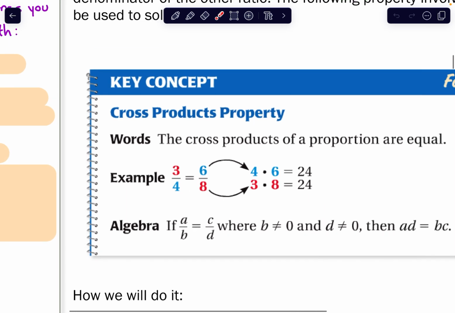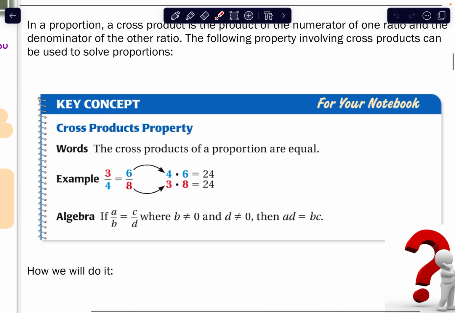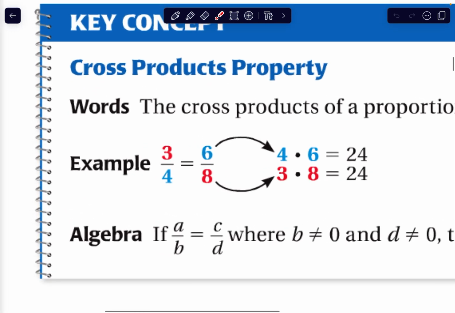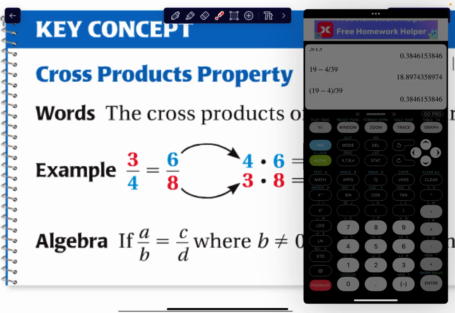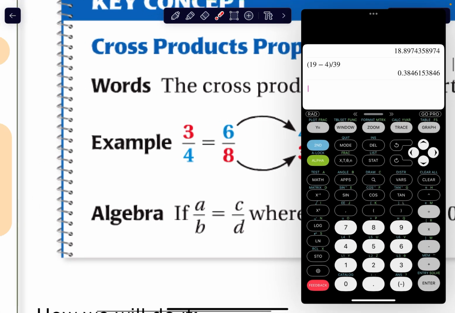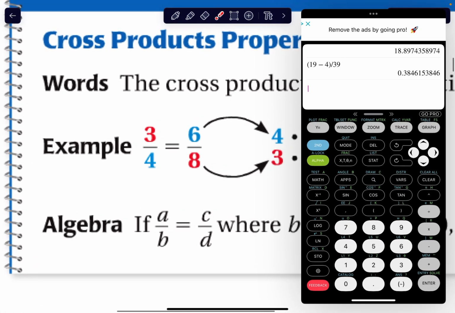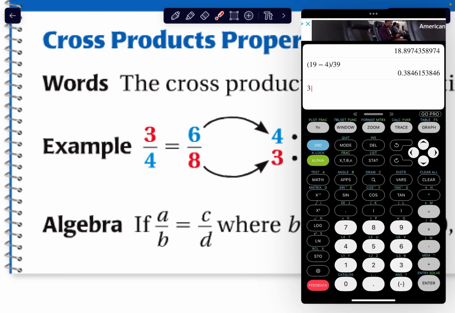So just real quick, if you look at the key concept example here, let me get my calculator out. First off, we have this equation that says 3/4 equals 6/8, and we can verify that. If we do 3/4 on the calculator, we get 0.75. If we do 6/8 on the calculator, we get 0.75. Remember, there's infinitely many fractions we can make that equal 0.75. So there's lots of equivalent fractions.